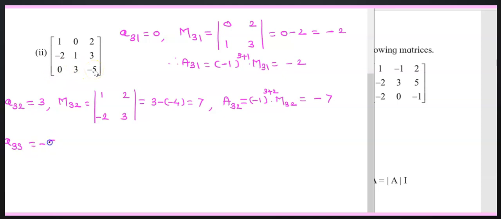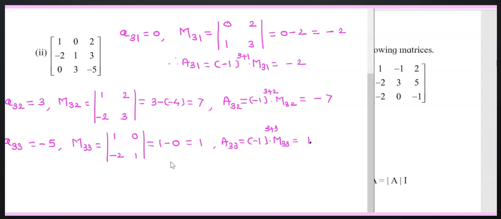A33, it is a minus, A33 is minus 5. Therefore, you will get 1, 0, minus 2, 1. Therefore, you will get 1. Therefore, A33 is equal to minus 1 raised to 3 plus 3, and it is 1. All the elements were completed now.